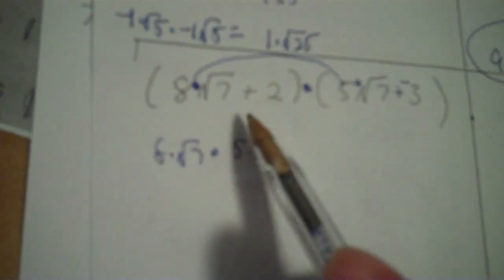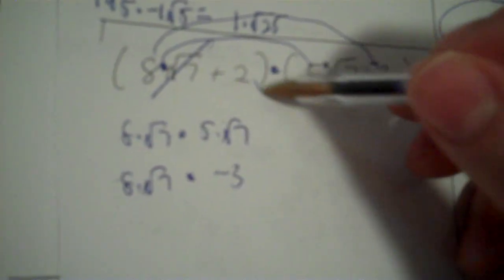Okay, next one, 8 times the square root of 7 plus 2, and then times 5 times the square root of 7 plus -3. Okay, so that's another FOIL, just like this one was. So we take 8 times the square root of 7 times 5 times the square root of 7. Then 8 times the square root of 7 times -3. Then 2 times 5 times the square root of 7, and then 2 times -3.